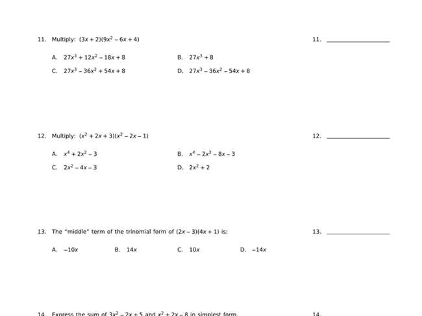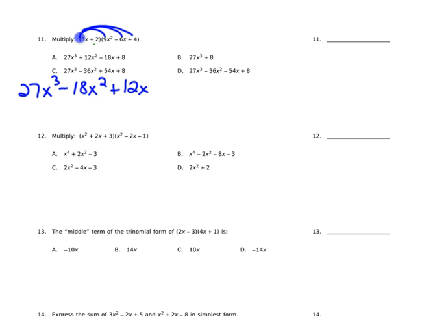Okay, keep it going. All right, so here's another one where we have to take and multiply, but this time we're multiplying a trinomial by a binomial, but it's still all doing the distributive property. So 3x times 9x squared. 3 times 9 is 27. X times x squared is x cubed. 3x times negative 6 is negative 18x squared. 3x times 4 is 12x.